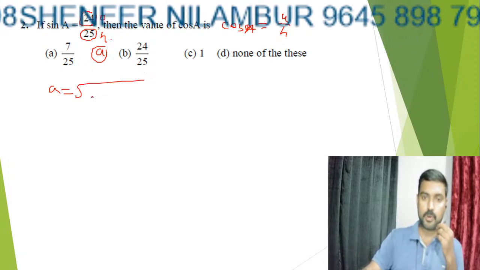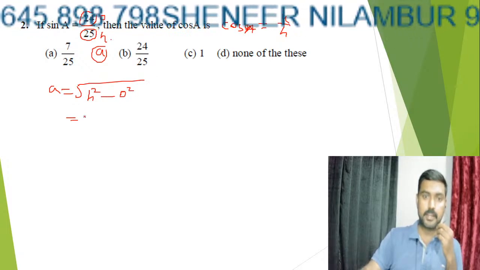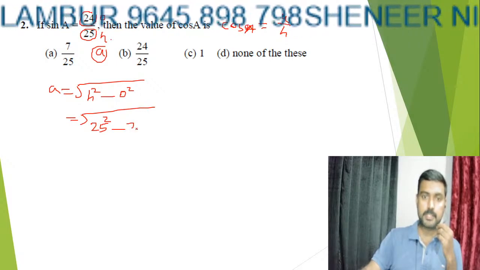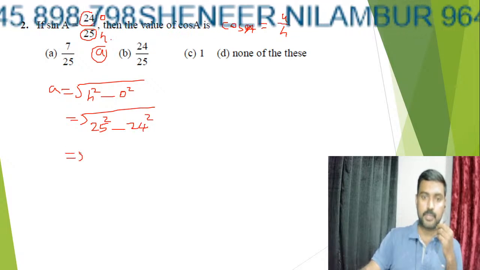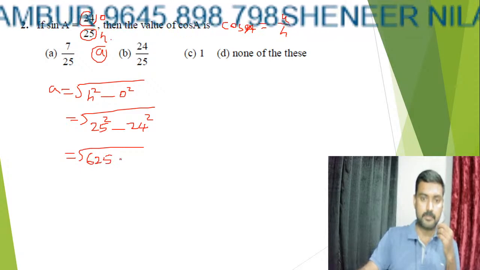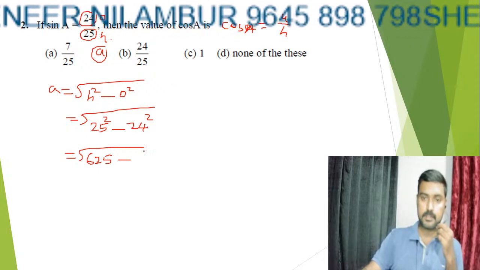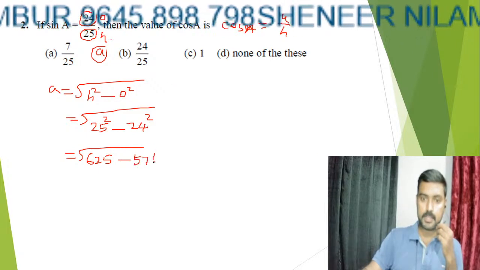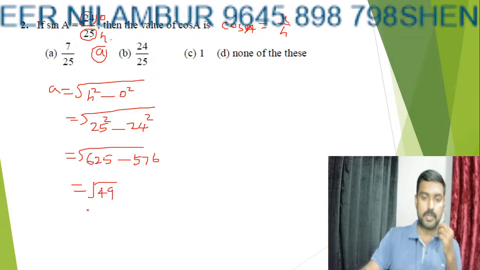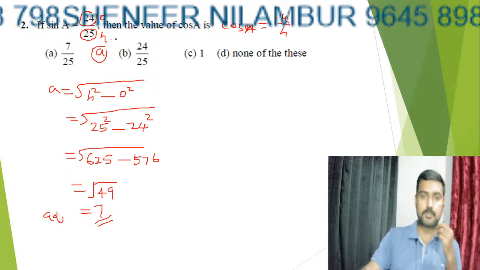Adjacent side will be square root of hypotenuse square minus opposite side square. Here hypotenuse stands 25. So 25 square minus 24 square. 25 square means 25 into 25, so we will get 625. Here 24 into 24, we know that is 576. When we subtract this, we will get 49. So what is the root of 49? Which is equal to 7. So we will get adjacent side is 7.